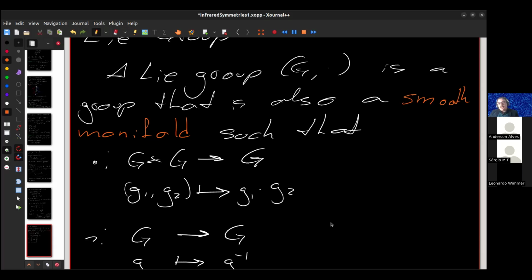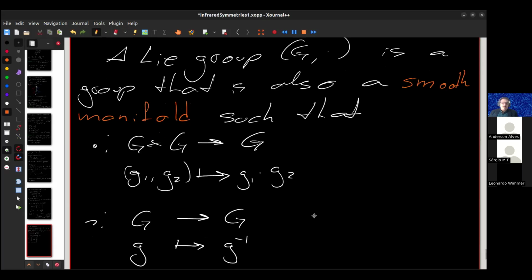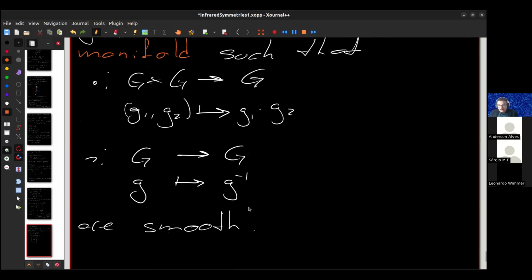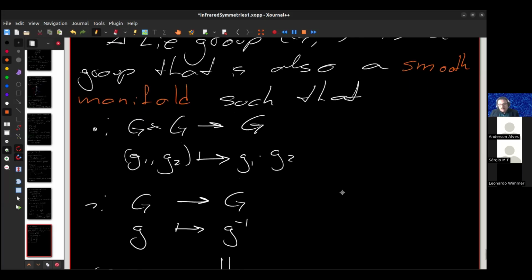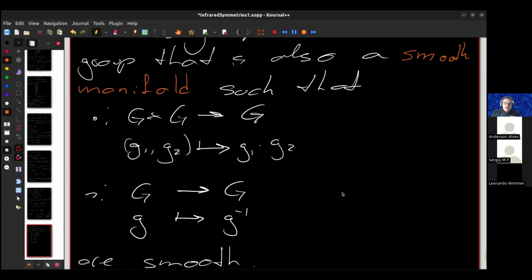If I'm not mistaken, a group that is also a topological manifold and in which these operations are continuous is called a topological group. I believe that is so, but I'm not fully sure. But I'm actually quite certain. But I never really studied topological groups, so I may be missing a detail or two. In any case, we are interested in Lie groups, and Lie groups are smooth manifolds. So we can do calculus, we can differentiate, we can integrate in these groups.